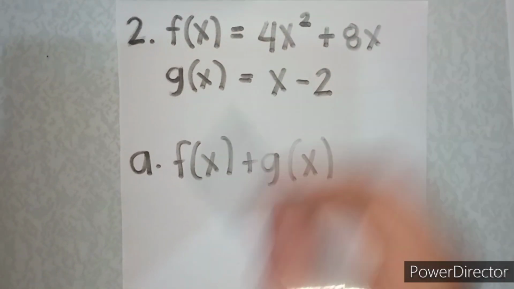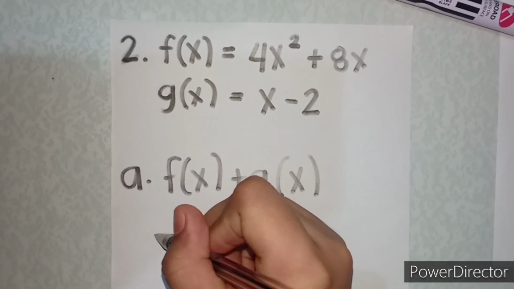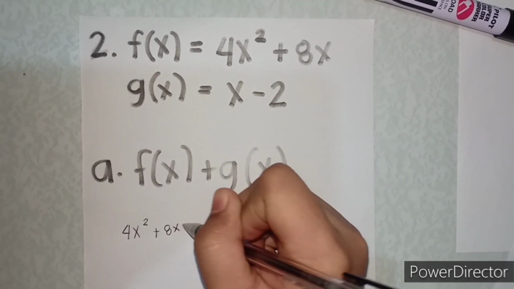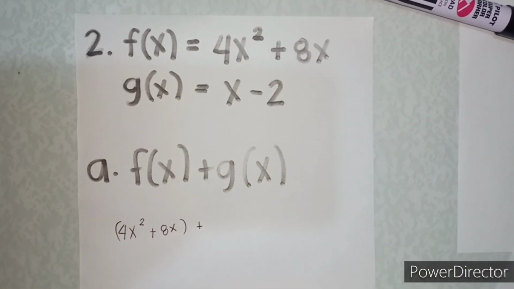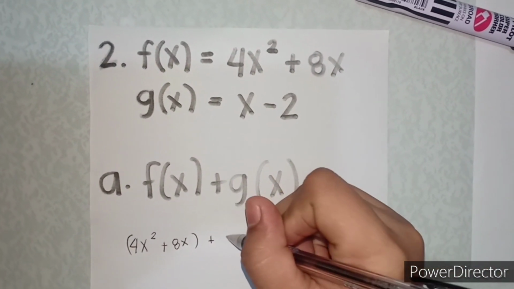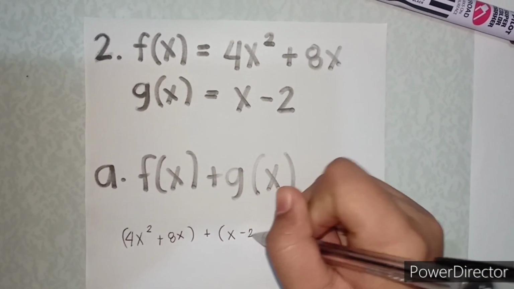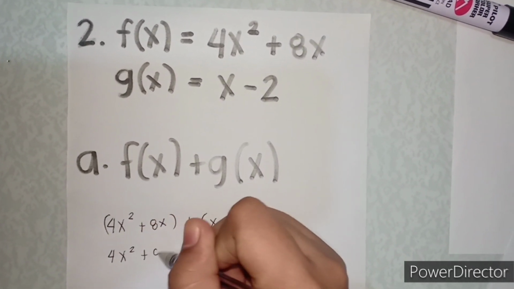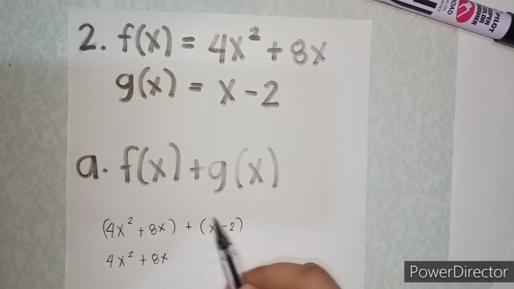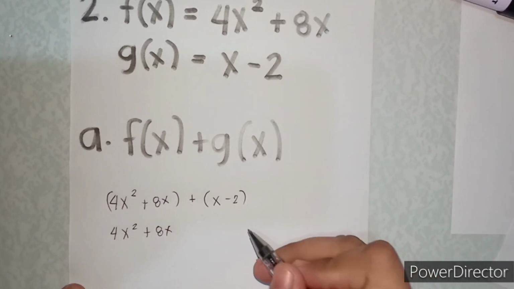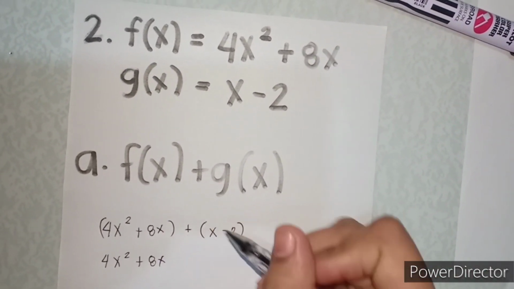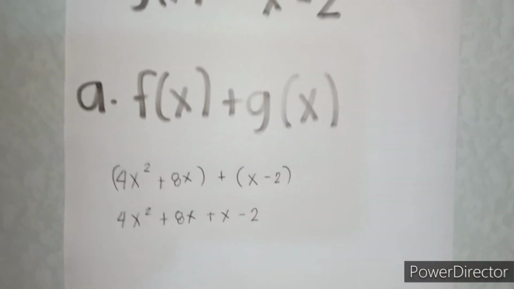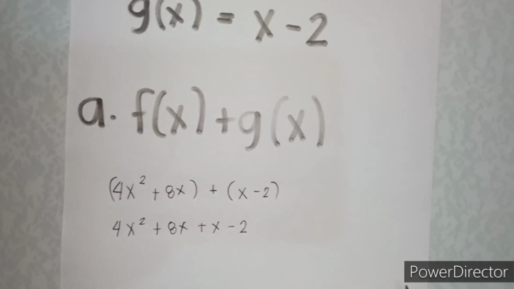Very simple. Just copy. For our f of x, we have 4x squared plus 8x. Parenthesis, merong addition sign sa gitna. G of x, we have x minus 2. Next, simplify. Copy mo lang yan. 4x squared plus 8x. Ngayon, since plus yan, just simply copy kasi wala namang mababago sa sign. So, positive times positive is positive x. Same, we have negative 2. Tama po? Next, combine like terms.